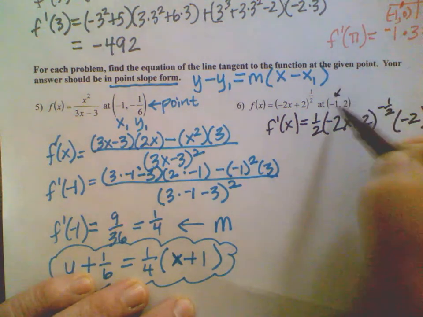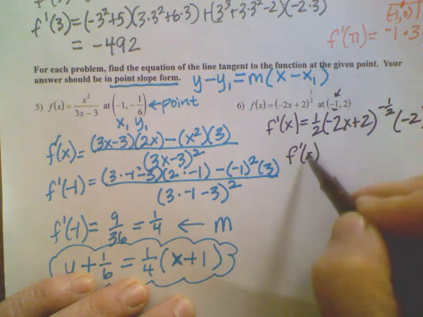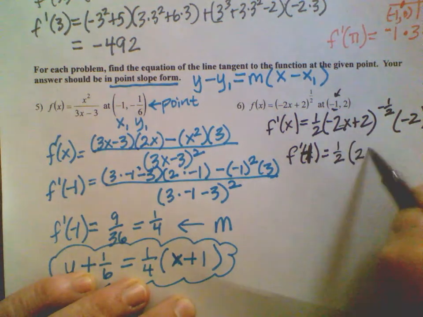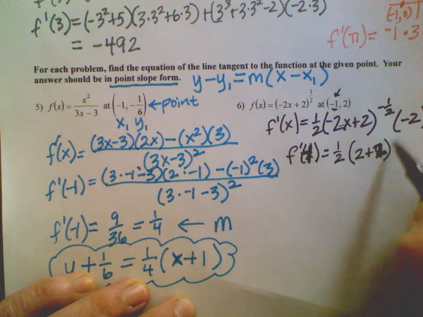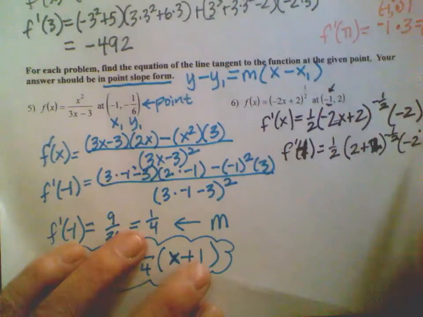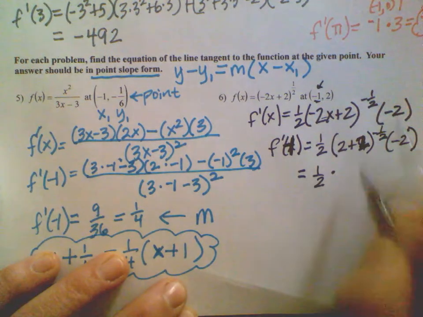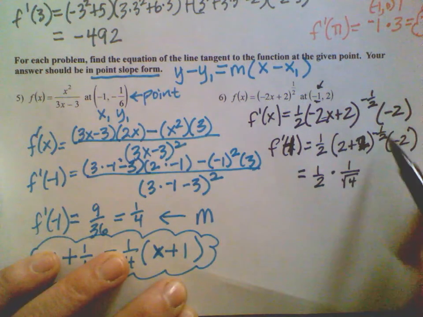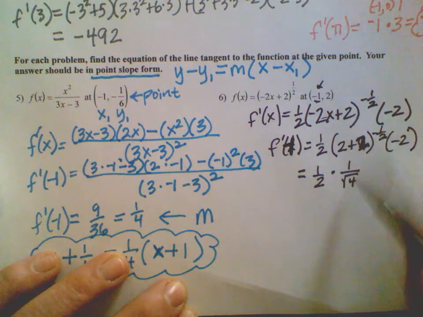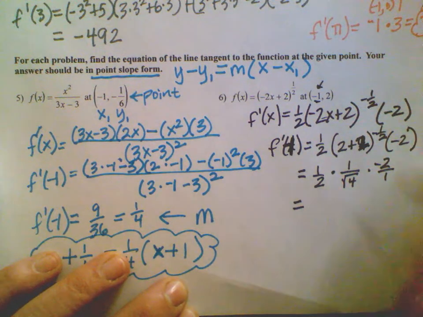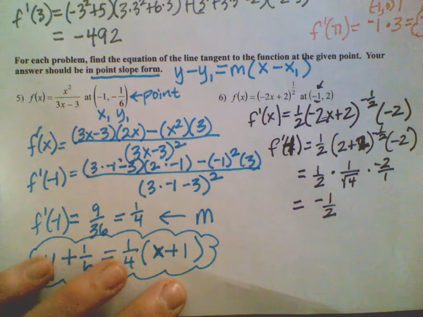This is the x I'm interested in, so I'm going to find f prime of -1. And so that is 1/2 times -1 times -2, which is 2, plus 2, to the -1/2 power times -2. Okay. And so then I will just go ahead and evaluate that. This is going to be 1/2 times 1 over the square root of 4, because remember that half is a square root. The negative puts it on the bottom. Times -2 over 1. And when all is said and done here, I should end up with -1/2 if done correctly.